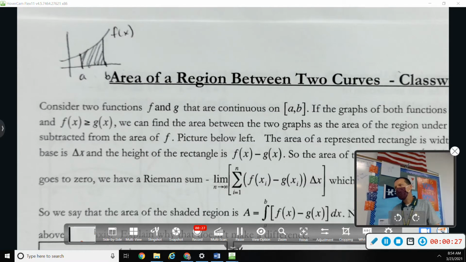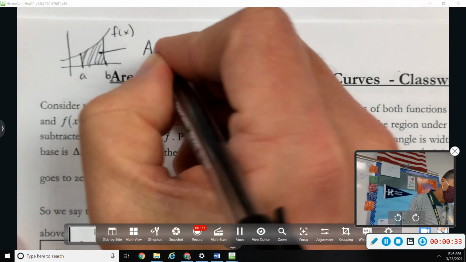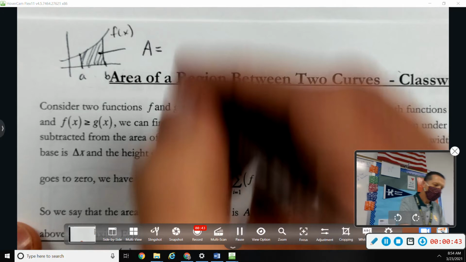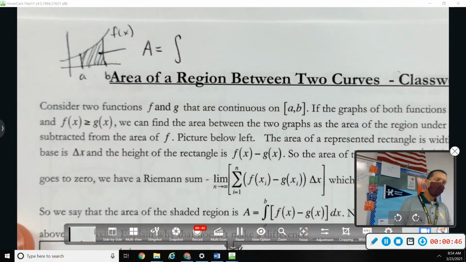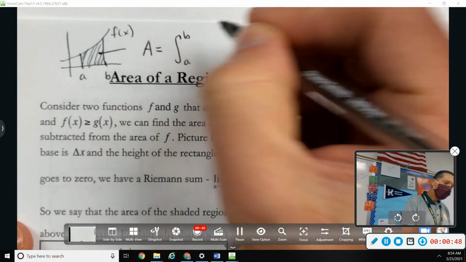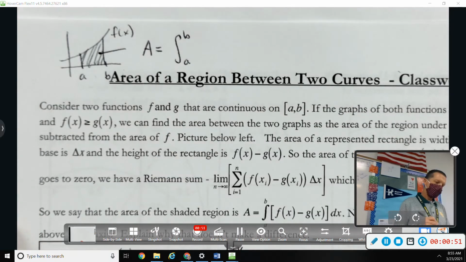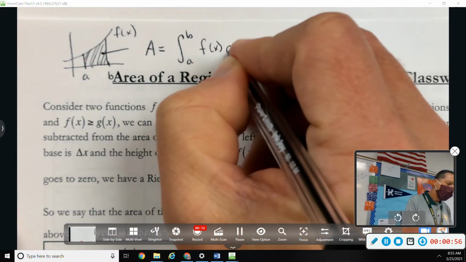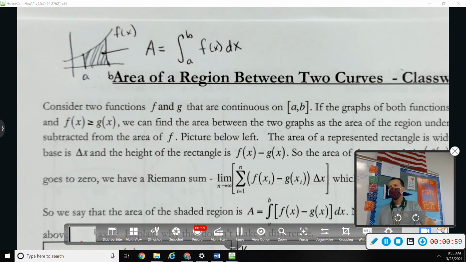So I've got some function. I want to find the area from A to B under that function. What's that area equal to? How do I find that area? Integral from A to B of f of x dx. So hopefully that looks familiar. That's the basic area under a curve. Integral from A to B of f of x dx.